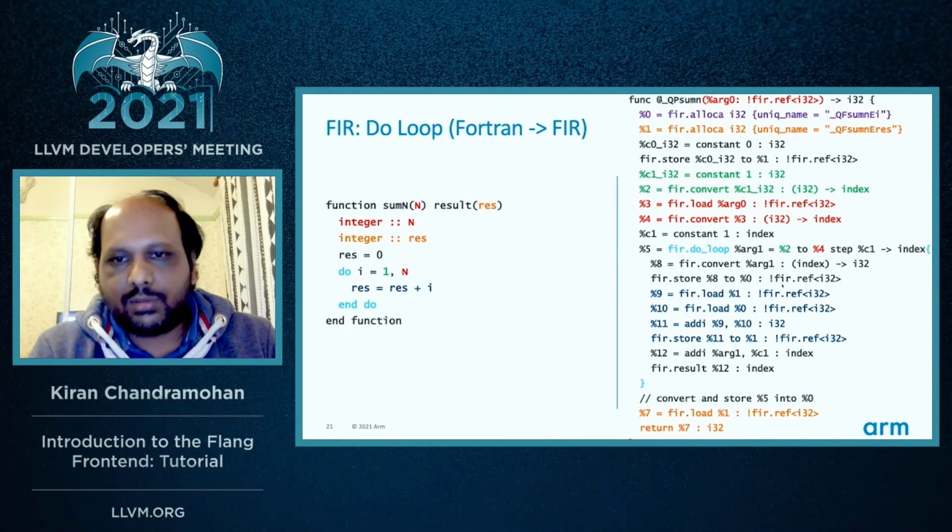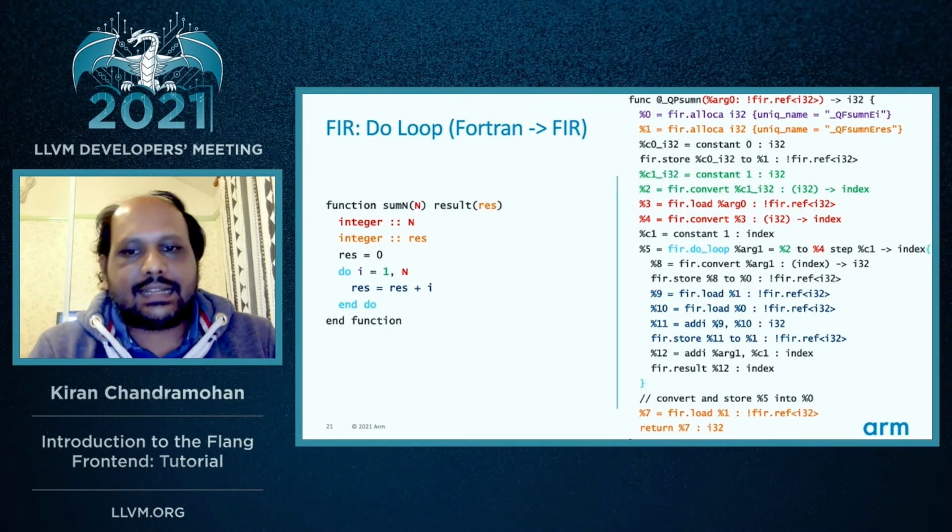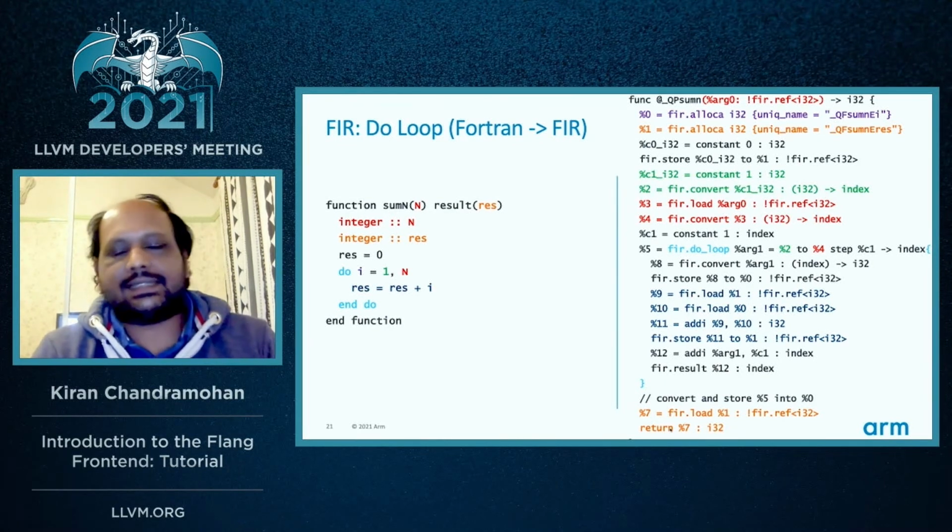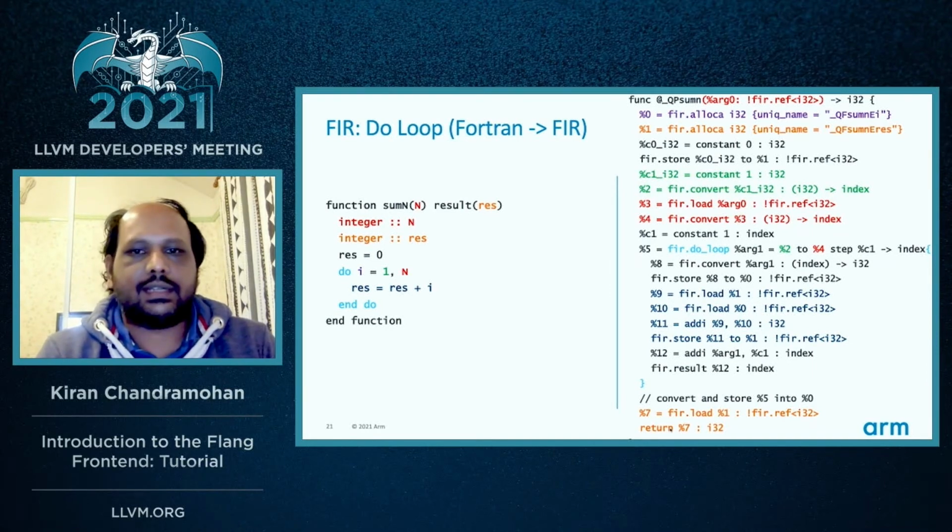Inside the body of the loop, there is a fir.load instruction that loads the value of result, and a fir.load of %0, which loads the value of the loop index variable. Then an addition is performed, add of I, %9 and %10. And then the value of the addition is stored to %1, which is result. This happens for the entire duration of the loop. And once we finish the loop, the value of result is loaded and returned. So this was a quick and simple example of a simple do loop in FIR.